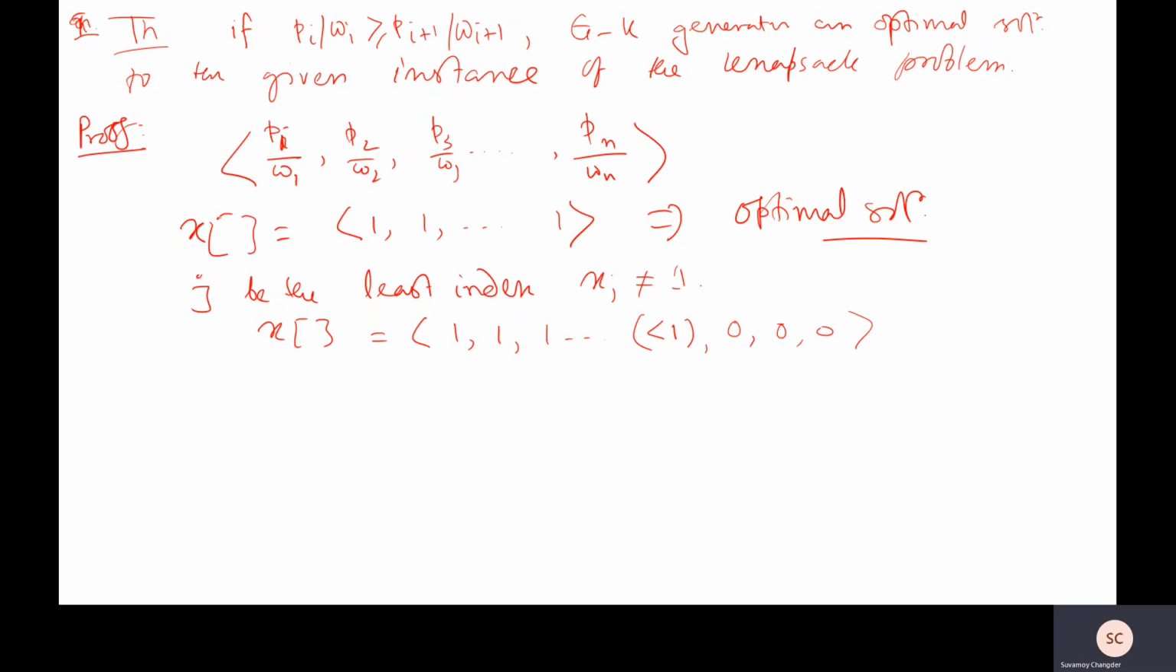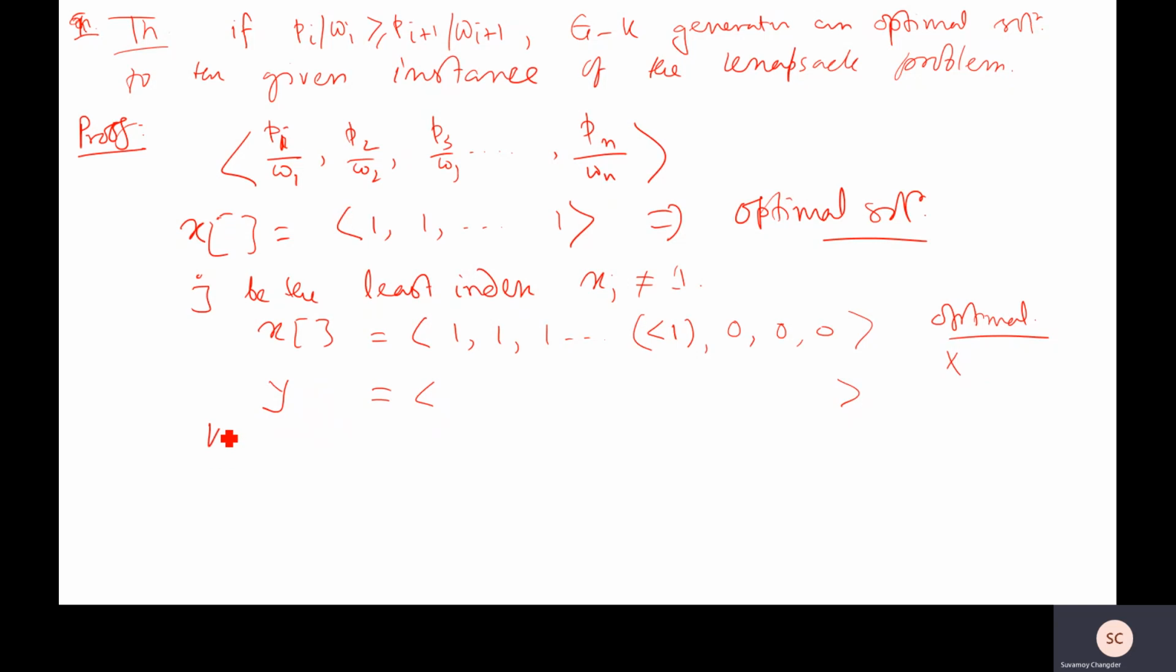Now there may be two options. Either X is optimal, giving us the maximum profit, or it may not be optimal. If X is optimal, then fine, we have found the solution. If X is not optimal, then there must be another solution Y, where the sum of Xi is not equal to the sum of Yi.